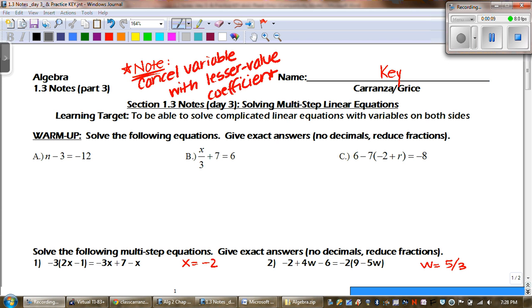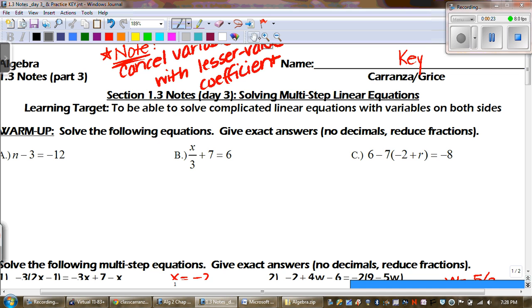Today we're continuing our discussion about solving multi-step linear equations. Our learning target today is to be able to solve complicated linear equations with variables on both sides. Before we get started, we've got a warm-up, and I would like you to pause it and try it on your own. Notice that it says solve the following equations, give exact answers, and no decimals. So why don't you pause the video and try A, B, and C all by yourself.